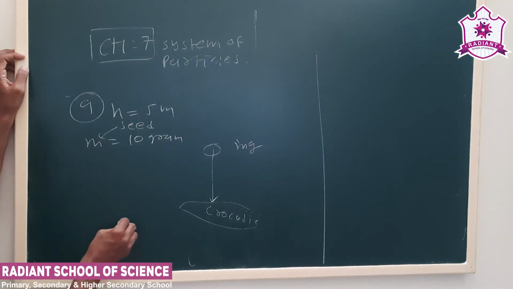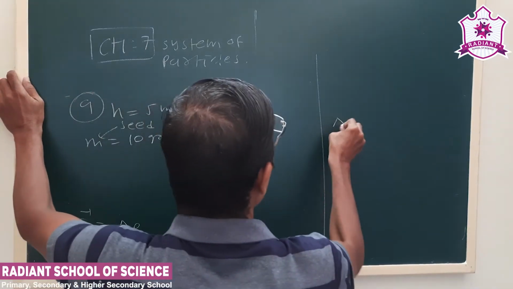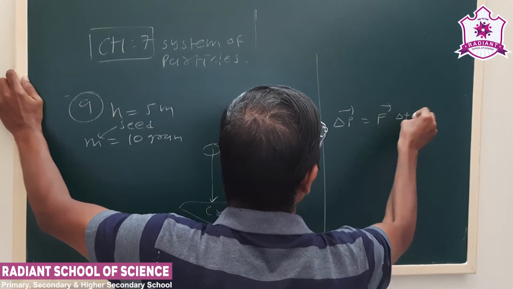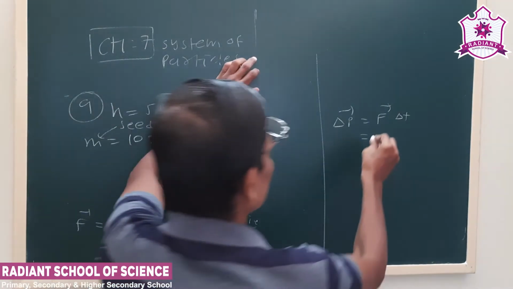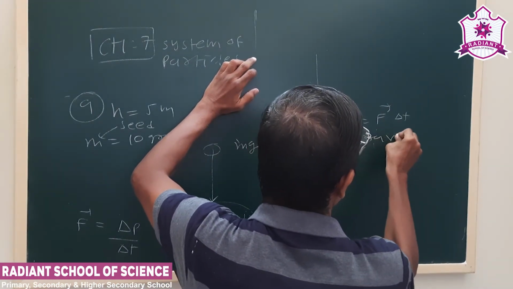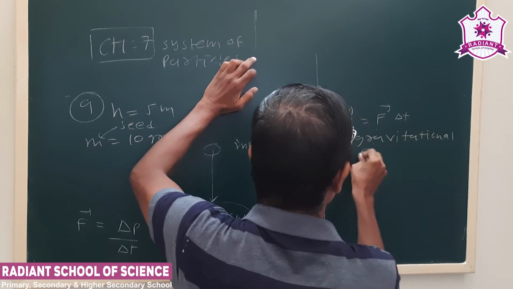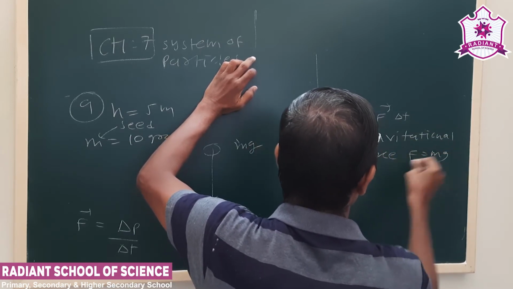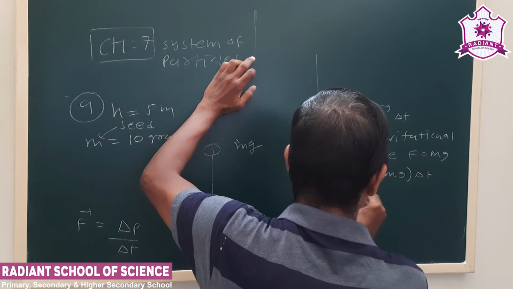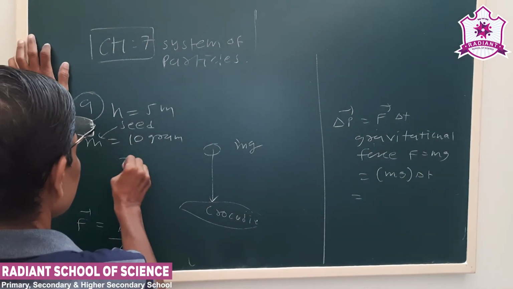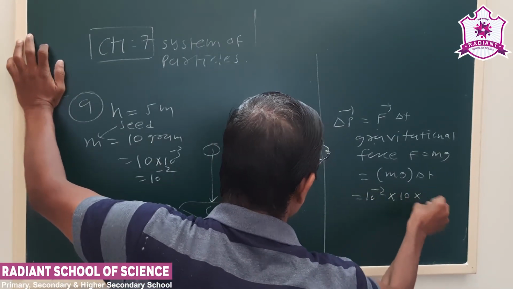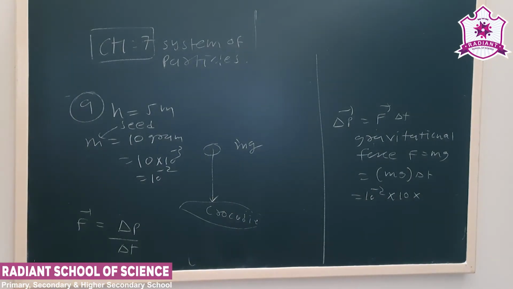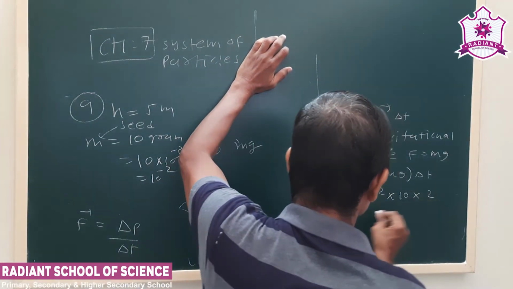Now see, F is equal to delta P by delta T. Delta P is F delta T. See, here it is falling freely. So what is the force acting on it? See, the gravitational force is mg. See, mass is 10 gram. g we can take 10. See, the time interval is given as 2 seconds.